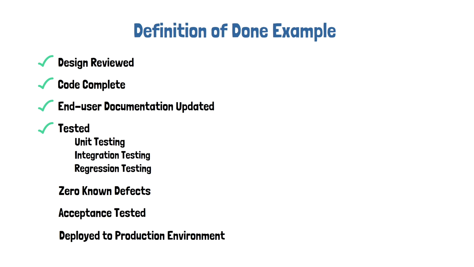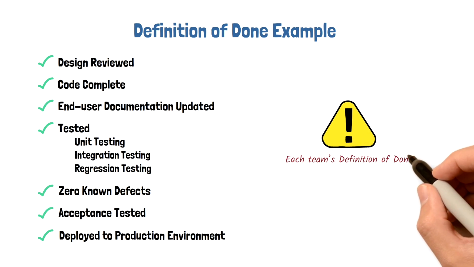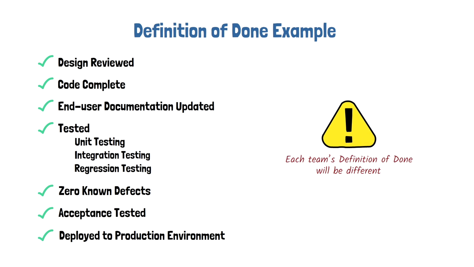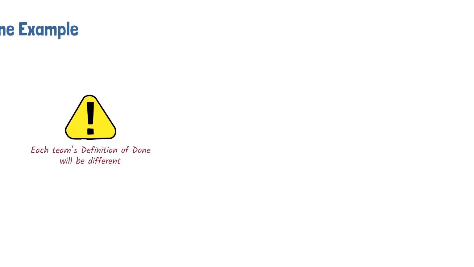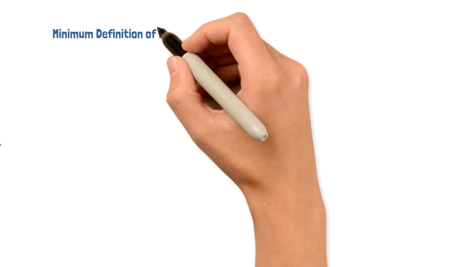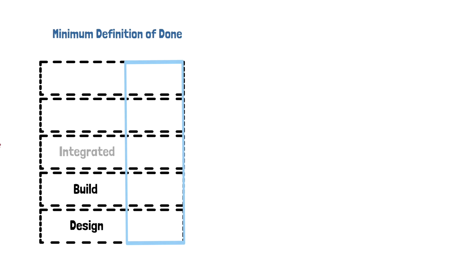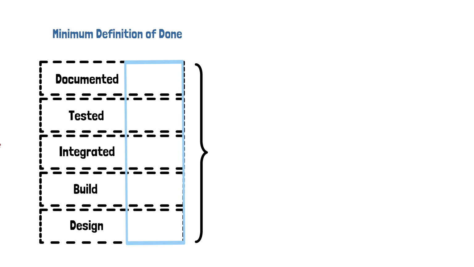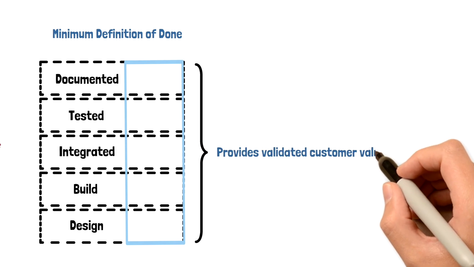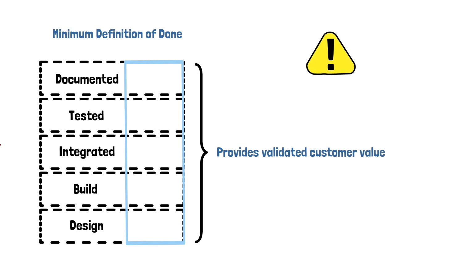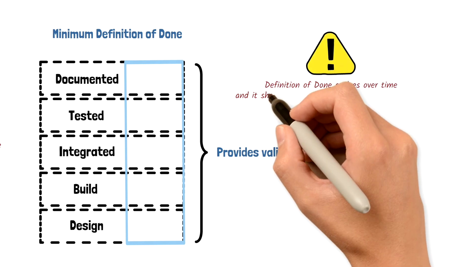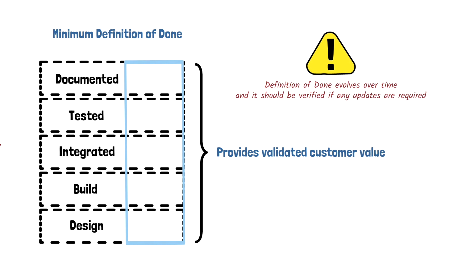Keep in mind this is just an example and each Agile team will create their own version of the definition of done. Each team's definition of done will be different. There are a lot of factors that can change the definition of done: the type of product being built, the type of technology, or the type of organization. The minimum definition of done should deliver a slice of product functionality that includes design, built, integrated, tested, documented, and provides validated customer value. Keep in mind the definition of done evolves over time, and the team should review their definition of done to see if any improvements should be made.